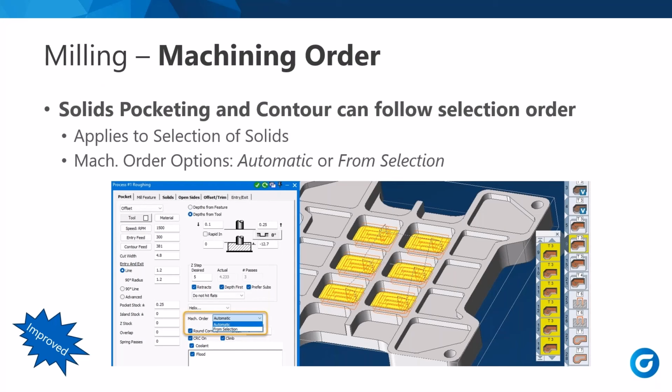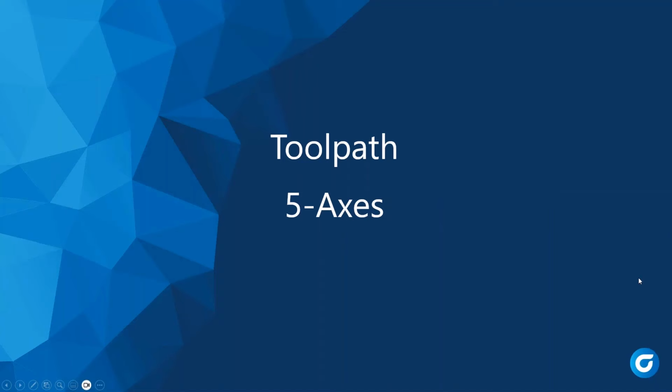Okay, machining order. If you're selecting, like I have here, I'm selecting the floors of 6 pockets. What we're used to is, regardless of what order I selected those in, GibbsCAM was still going to pick its own order. If it wasn't what we wanted, we'd have to drag tiles around, which is a little bit cumbersome. So now there's an option to either do automatic, which is the legacy way, or from selection. So it will now take the order you picked them in, and it will run the toolpath in that order. So that's a nice change.